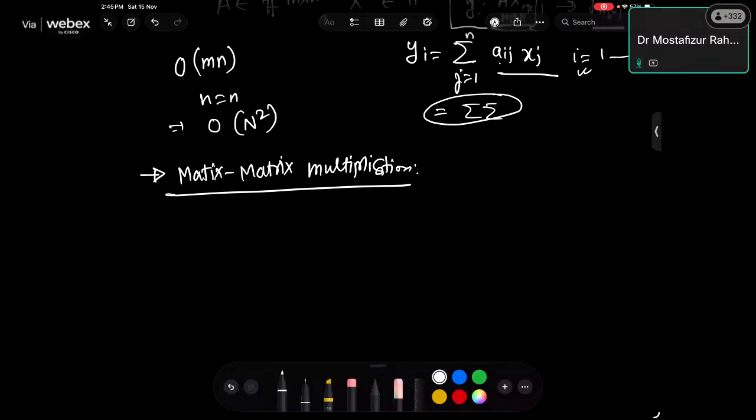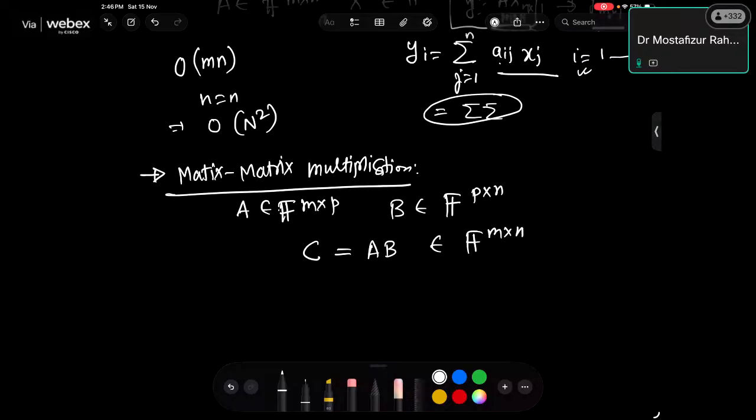So suppose A belongs to F^(m×p), and B is another matrix that belongs to F^(p×n), right? Then AB, suppose it is denoted by C, is a matrix in F^(m×n). To calculate this, you will find that the complexity is order of mnp, and if m equals n equals p, this complexity goes to order of n to the power 3.